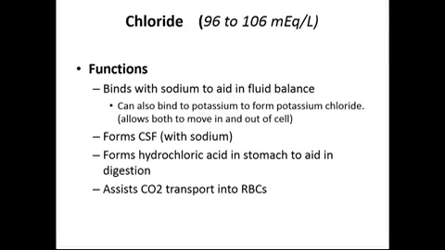96 to 106 though. It also forms with sodium to form cerebral spinal fluid. And we know that in our stomach, especially when we vomit and we get the acid content of the stomach, hydrochloric acid in the stomach obviously is made of chloride. So hydrogen and chloride compound together to form that. It also assists in carbon dioxide transport into the red blood cells, and it helps to maintain acid-base balance.